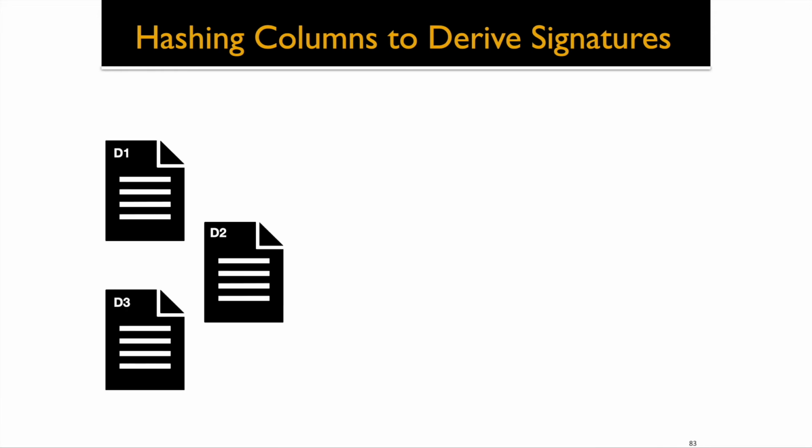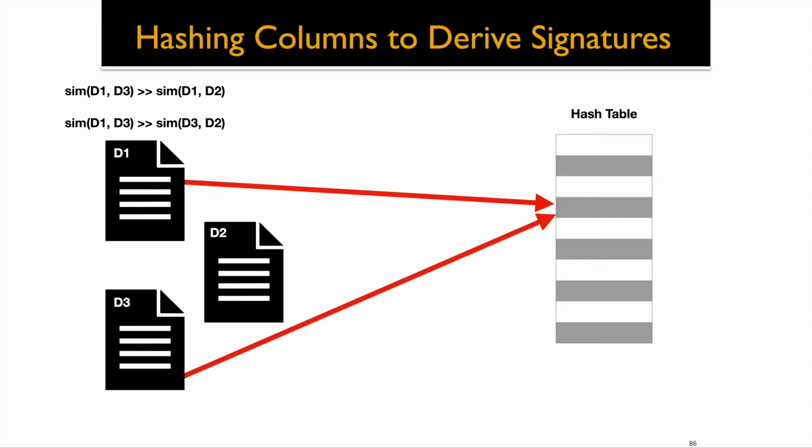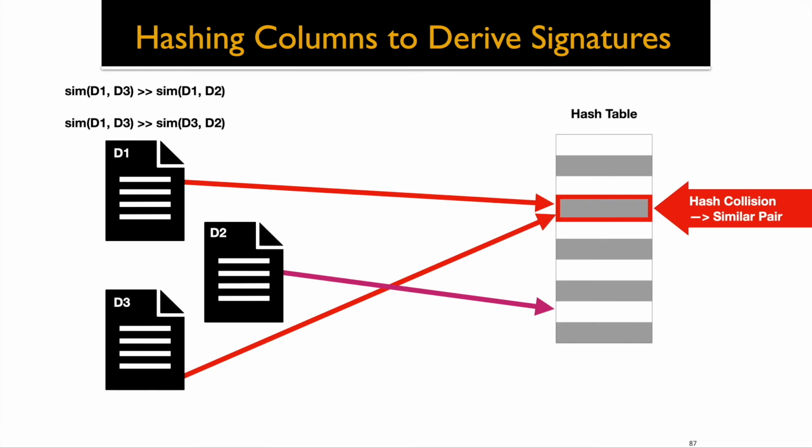So here's what we expect to see. If we have a set of three documents, with the constraint that document 1 and document 3 are very similar to each other, much more similar to each other than they are to document 2, we have some hash table that we can use to hash these documents into a compressed space. D1 and D3 should hash to the same cell in our hash table since they are similar. And document 2 should hash to some other cell because it's very dissimilar from the other two documents. We use the fact that there's a collision in this hash table to tell us that D1 and D3 are a similar pair, or a candidate pair for similarity evaluation.